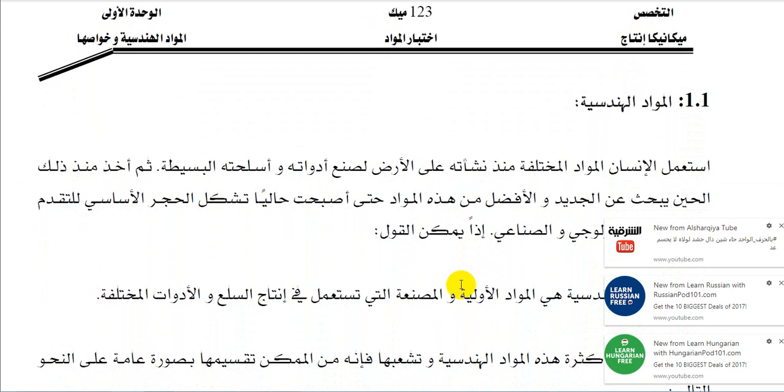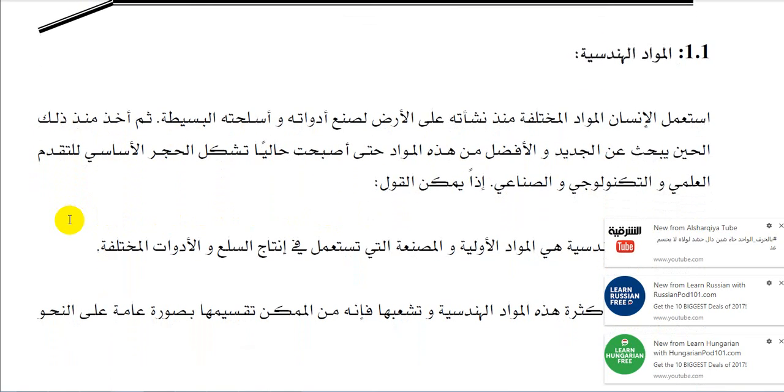As you can see in front of you, here is the definition for engineering materials, article 1.1. Man has used various materials since the formation of the earth, to make the simplest weapons and tools. Then afterwards, searching for new and better materials became the basic stone or the curb for scientific, technological and industrial progress.